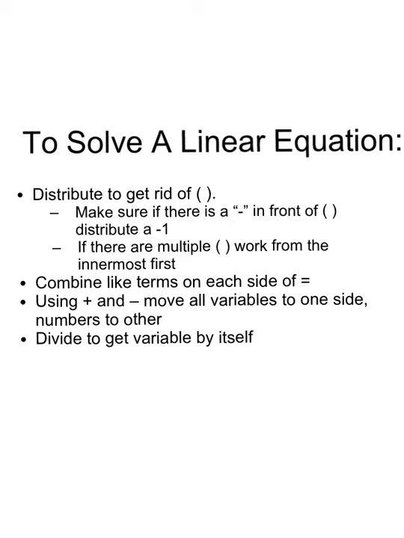Make sure if there is a negative in front of the parentheses, you are distributing a -1. If there are multiple parentheses, please make sure you work from the innermost set first. Then you're going to combine like terms on each side of the equal sign. Then use addition and subtraction to move all variables to one side of the equal sign, numbers to the other. And finally, we're going to divide to get the variable by itself.